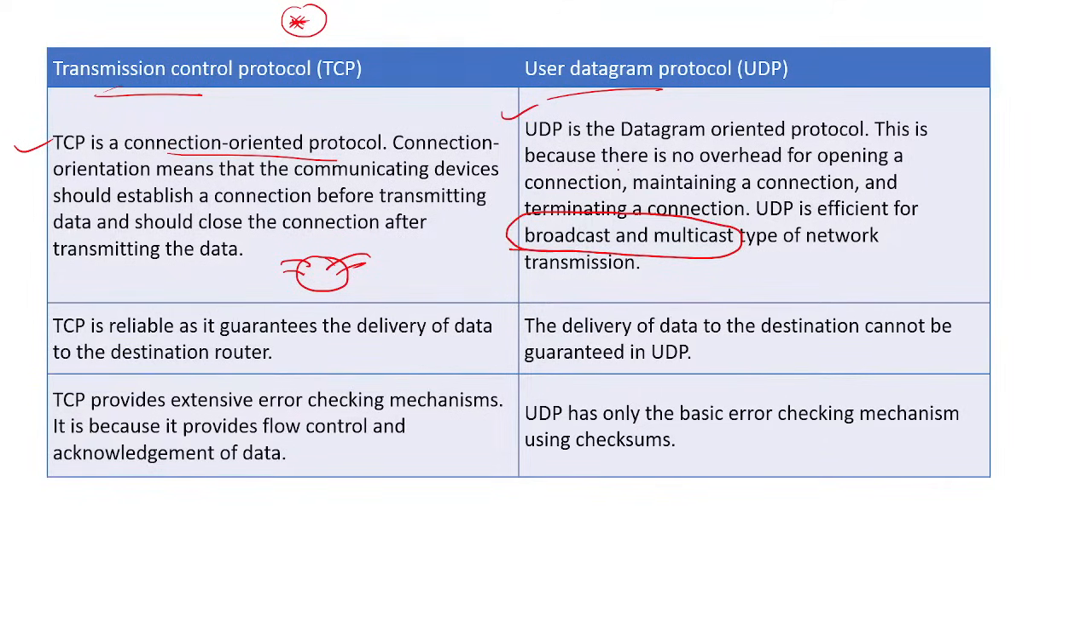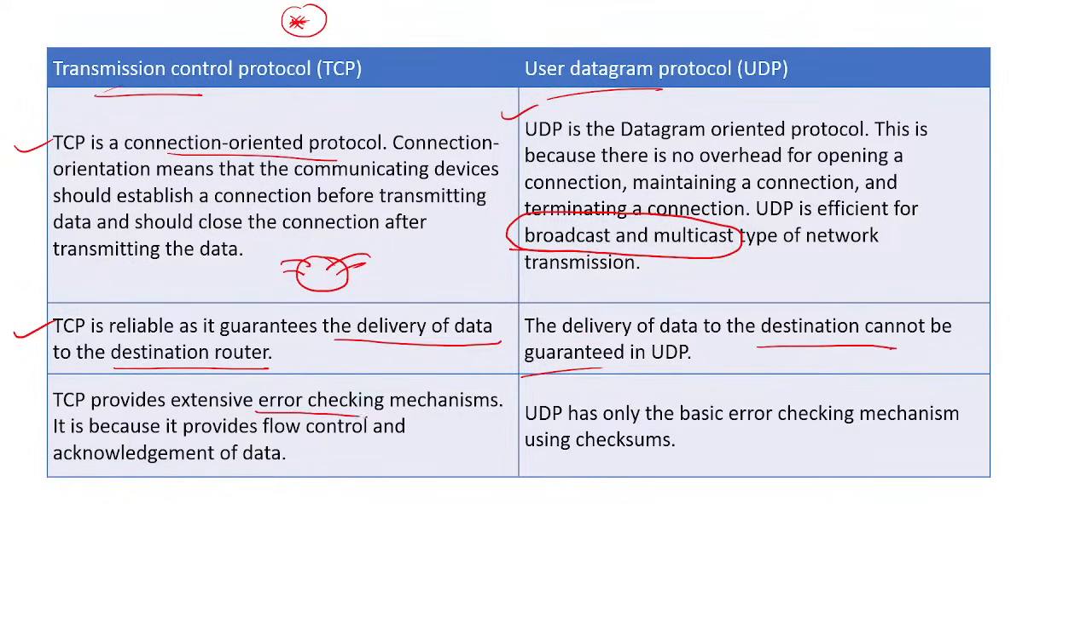When the message is sent as a broadcast message, whether the user receives it or not, they are not bothered about that. I will broadcast my message, whether they receive it or not. TCP is reliable and guarantees delivery, and here there is no guarantee, because it is not making a connection. So how can it give a guarantee?